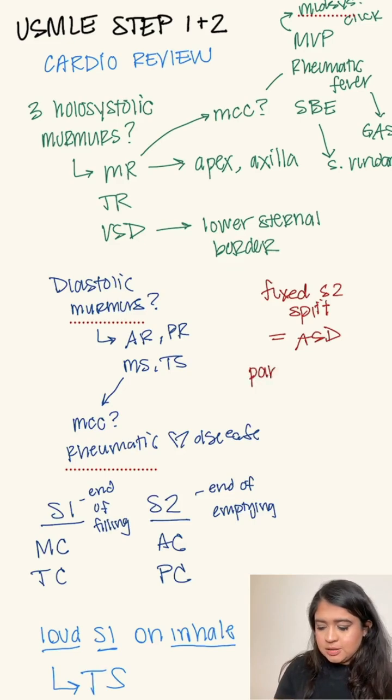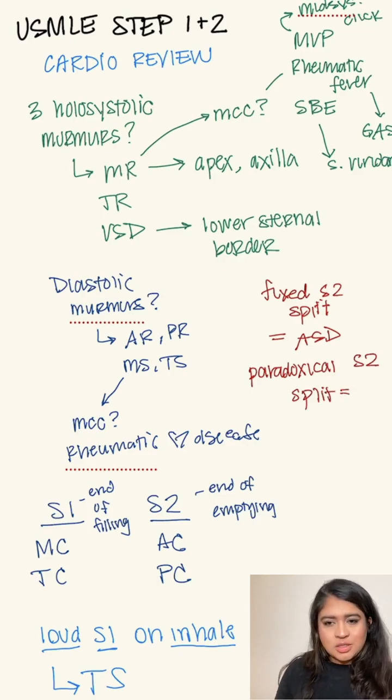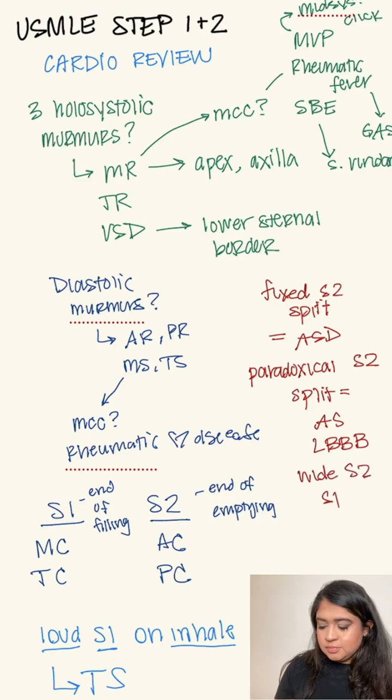Paradoxical S2 split, what is the cause? Paradoxical S2 split. Nice. You're thinking of either aortic stenosis or left bundle branch block. And then wide S2 split equals, kind of the opposite. You're thinking more pulmonic stenosis and right bundle branch block.